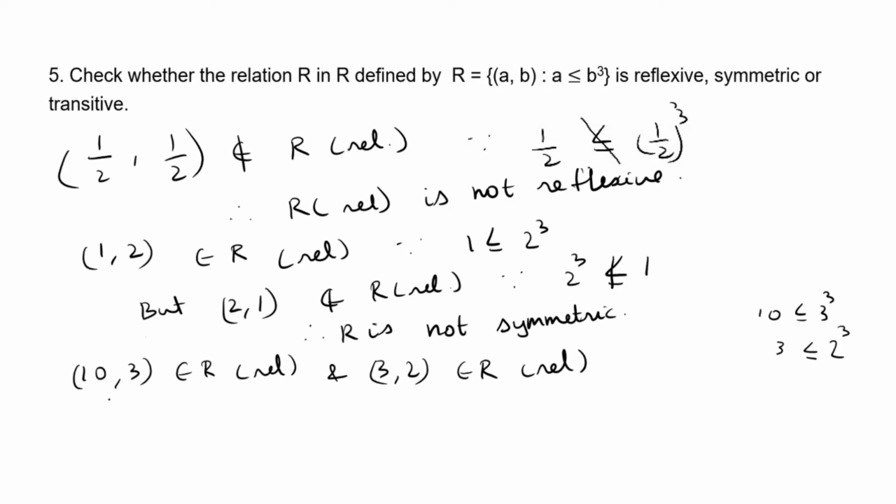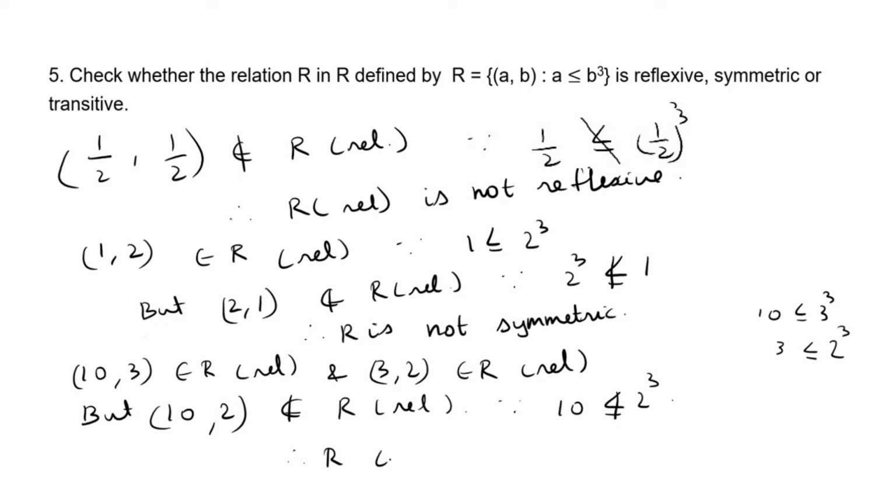But we can see that (10, 2) does not belong to R, since 10 is not less than or equal to 2 cube. Therefore, the relation R is not transitive. So R is neither reflexive, nor symmetric, nor transitive.